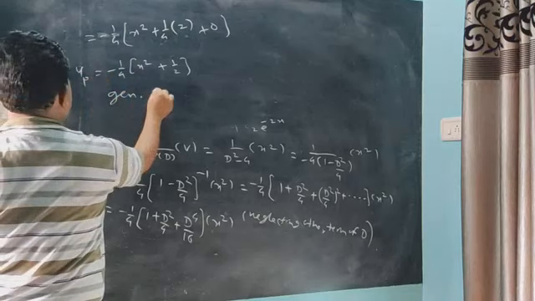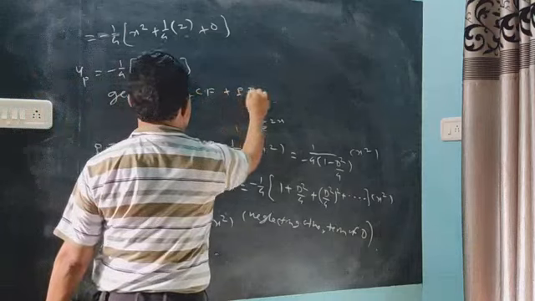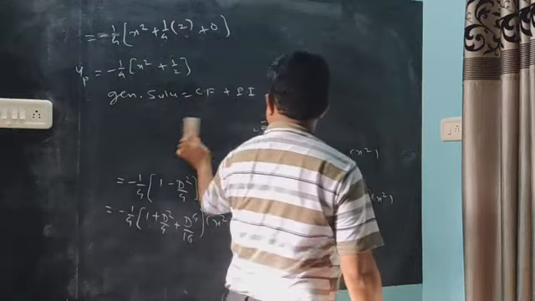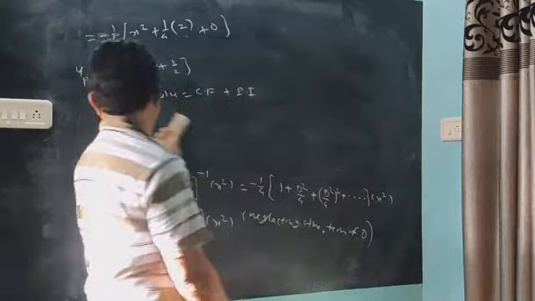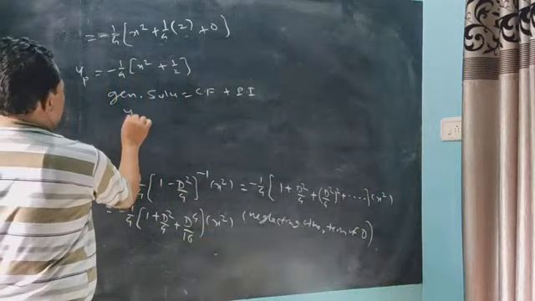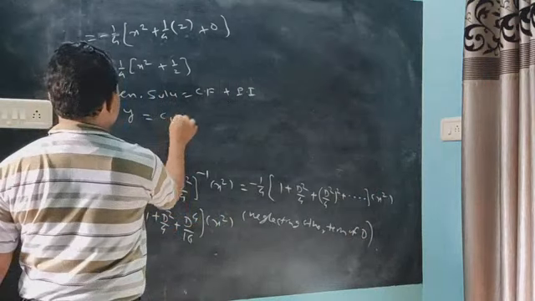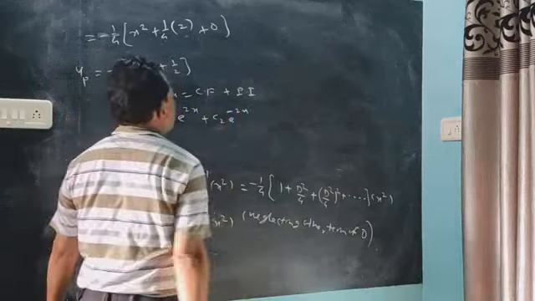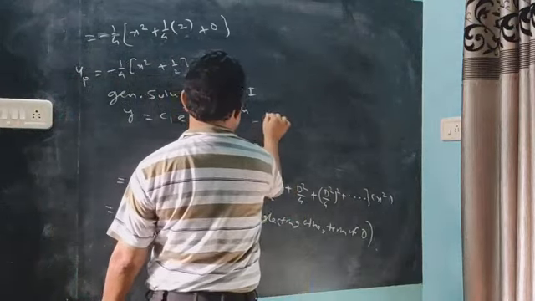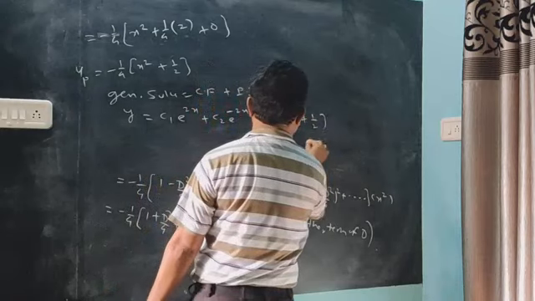Therefore, finally, the general solution will be the complementary function plus the particular integral. So C1 e raised to the power 2x and C2 e raised to the power minus 2x, plus the particular integral with x square.